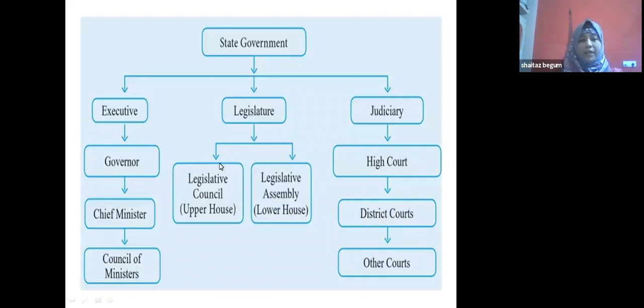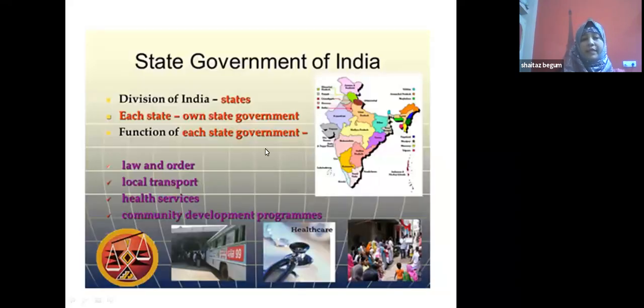As you can see here in this flow chart, state executive comprises the governor, chief minister, and state council of ministers. State legislature, which we are going to learn in this session, comprises the legislative council and legislative assembly. State judiciary comprises the high court, district courts, and session courts or other courts. So first, let us discuss the importance of state government.